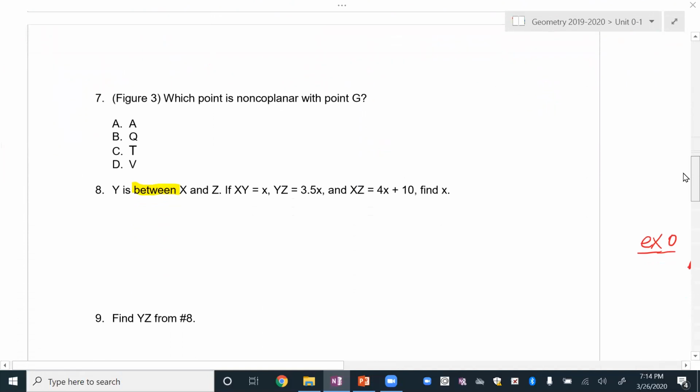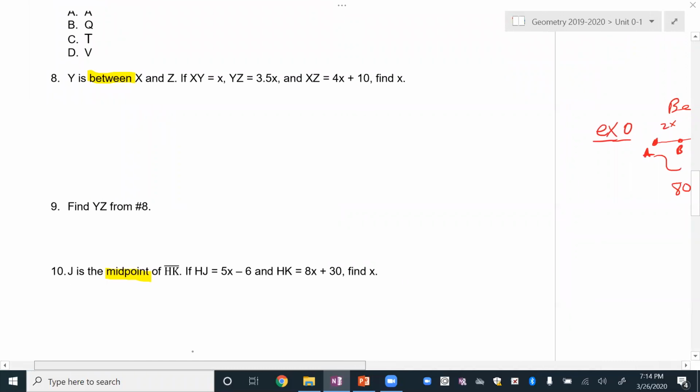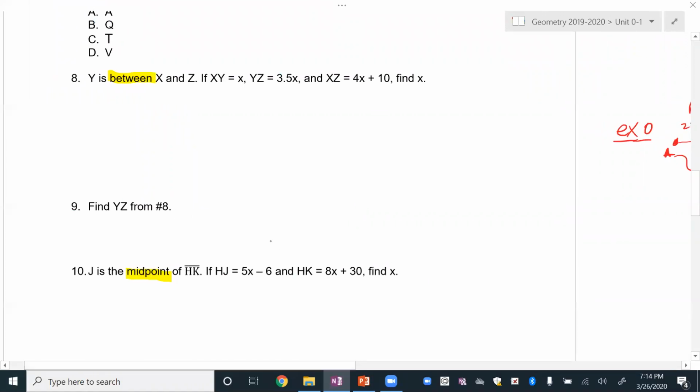Now, as we're going through this, you notice that the words between and midpoint are highlighted because they're very important. We have to make a line that we have going. You have to draw it. In this case, you have X and Z, and then Y somewhere in between. It can be anywhere between any one of these little tallies marked on here. It can be any one of these. The same thing goes for midpoint. If I have H and then I have K, J is the midpoint of line segment HK. Midpoint means it's half.